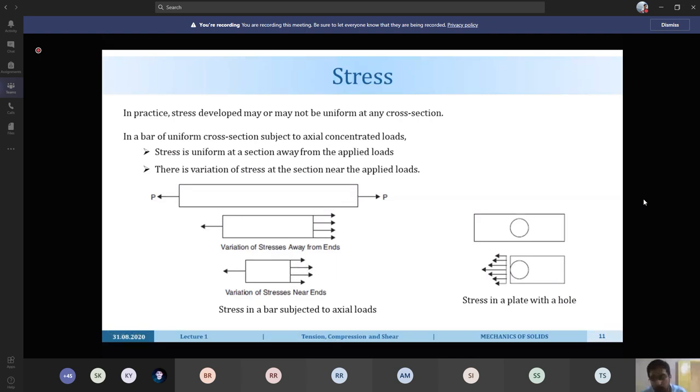For example, at the center region it will be more, and when it moves towards the end, the stresses get reduced. I mean, the resistive force developed in that region gets reduced. It is also applicable in a plate with a hole. Suppose you have a plate with a hole in the center region, and this plate is subjected to tensile load at the 2 points. Then if you plot the stress distribution near the hole, you can see that this region will have more stress compared to as you move away to the end regions, the boundary.